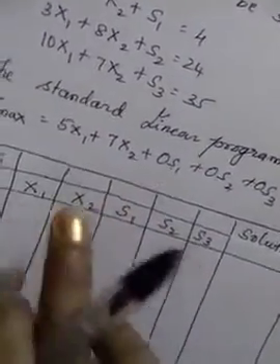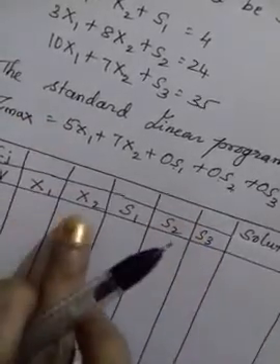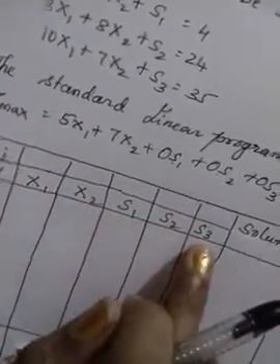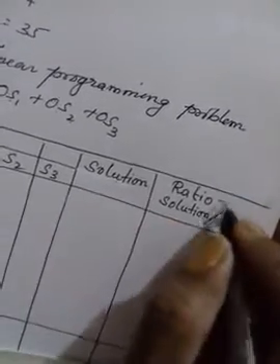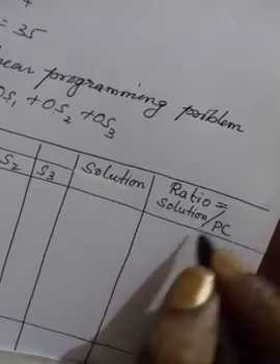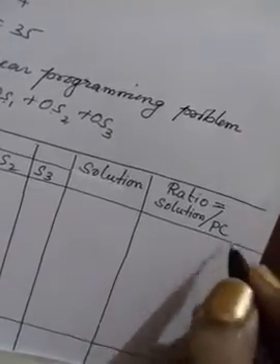If you have x3, then you have to introduce x3 also. Okay. So how many variables we have? x1, x2 and s1, s2, s3. Okay. And here it is a solution and this is a ratio. The ratio formula is solution divided by pivot column, PC.